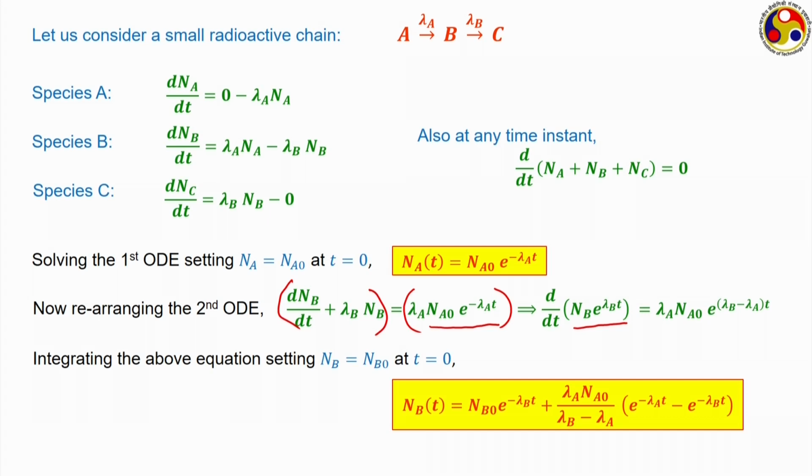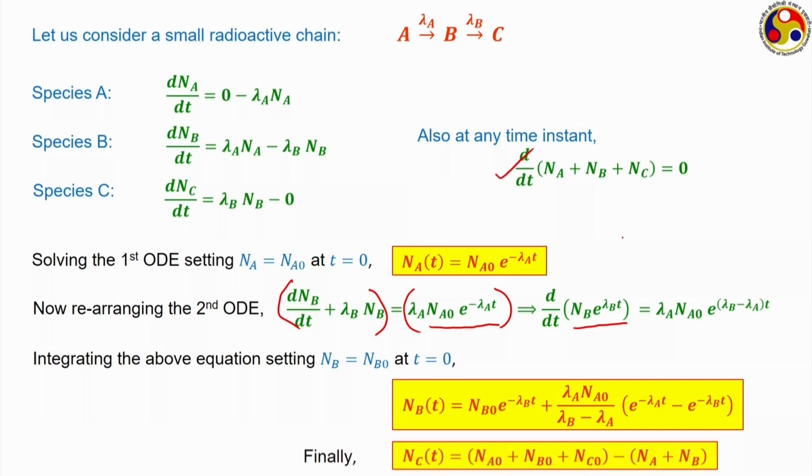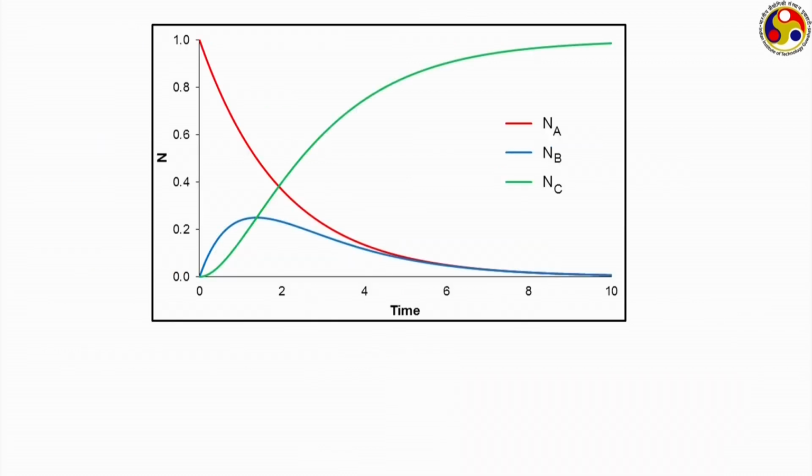This is a simple mathematical derivation you can derive following the procedure that I have just mentioned, and then making use of this particular condition we can get the number of nuclei Nc varying with time. So, we have the mathematical solutions for Na, Nb and Nc.